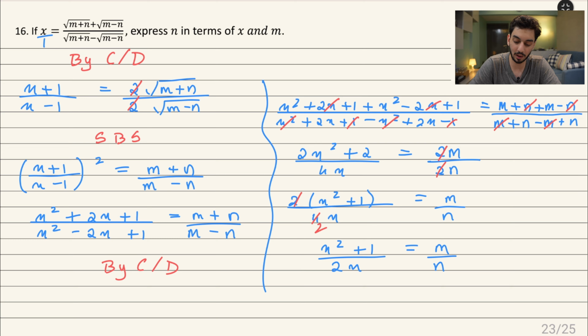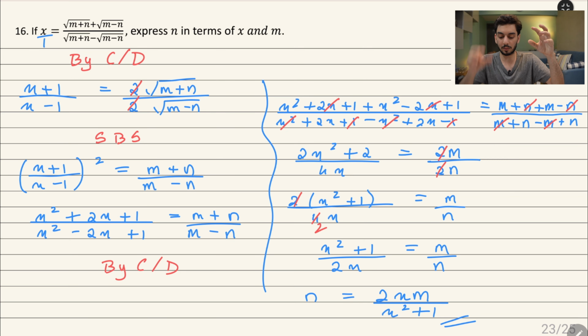So what I can do is send this n to the left hand side in the numerator, so it becomes n is equal to this 2x gets multiplied with the numerator on the right hand side, so it becomes 2xm, and the x square plus 1 goes to the denominator, so it is x square plus 1, and that is my final answer. So basically n in terms of x and m, so n is equal to something, and that something only has x and m because that is what the question says.